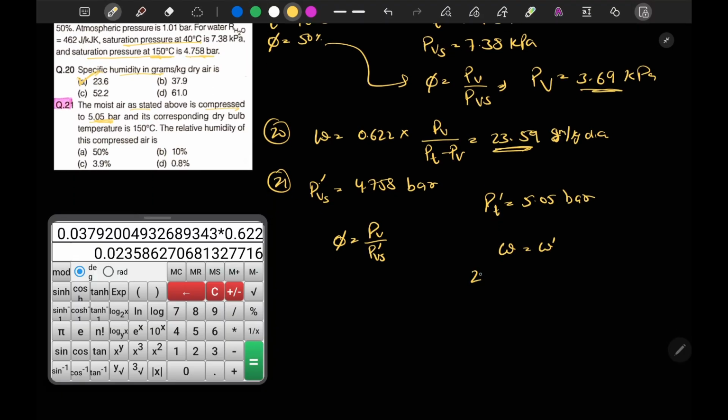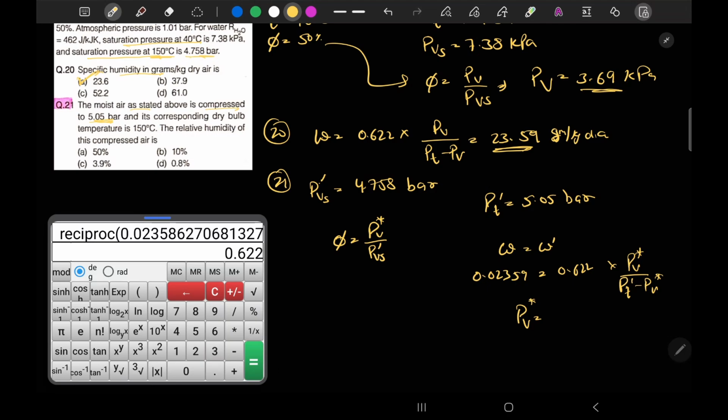So from here we can write 0.02359 is equal to 0.622 into PV upon PT dash minus PV. So from here we can calculate PV. We can write it as PV dash, but PV dash is generally used for WBT, so here let's write PV star. So this is PV star, this is PV star.